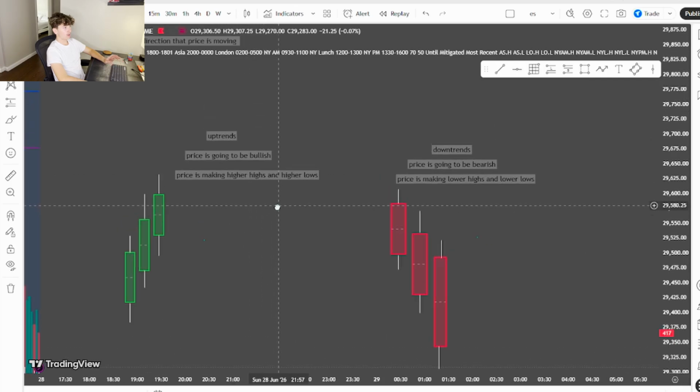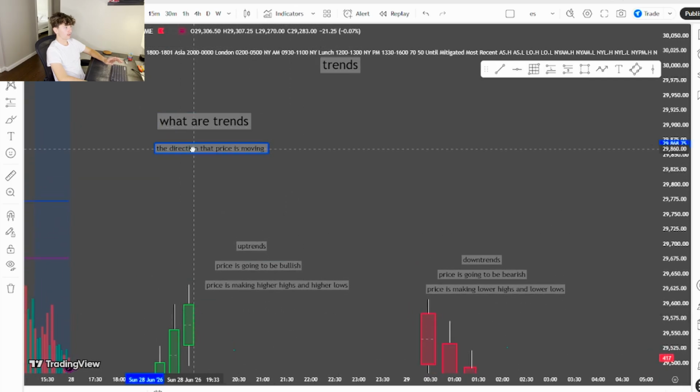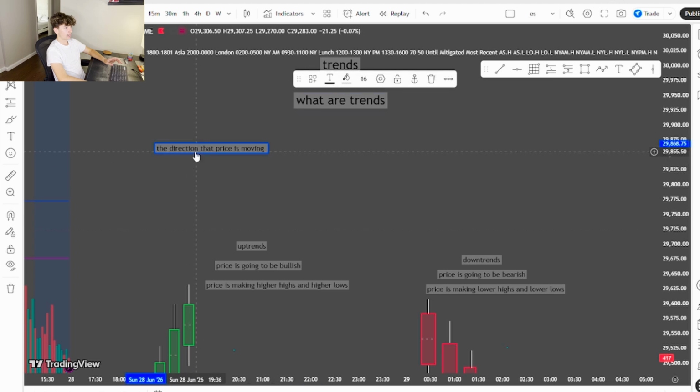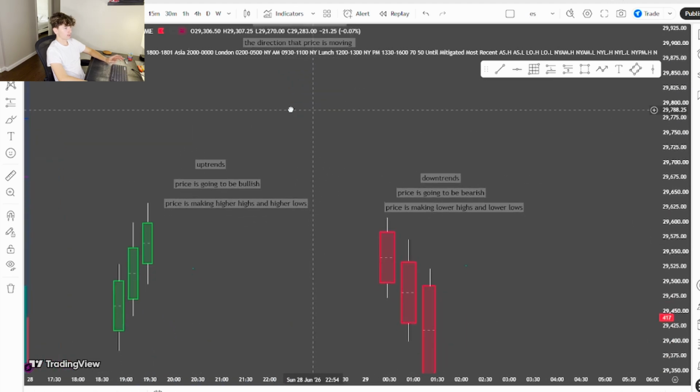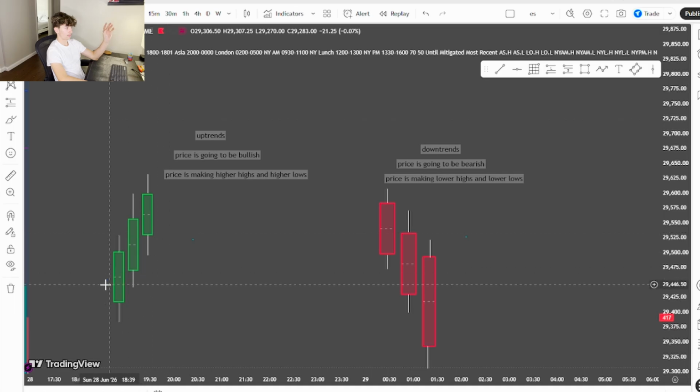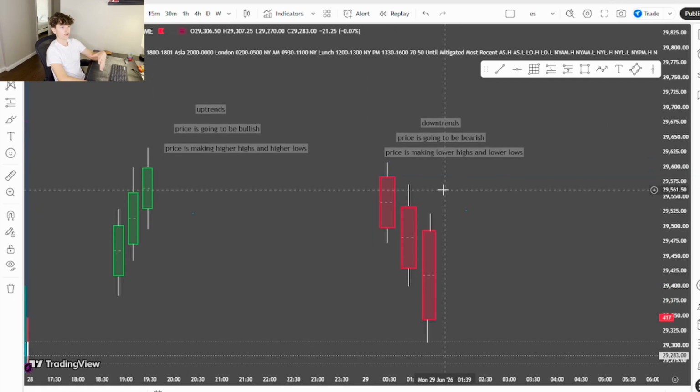So now y'all are aware of what trends are and the direction that price is moving. Y'all see that on a bullish uptrend, price is going to be moving in an upward direction, creating higher highs and higher lows. We have also learned on a bearish downtrend, price is going to be moving in a downward direction, creating lower highs and lower lows. Now we're going to be jumping into how you can actually see these trends on a live market.